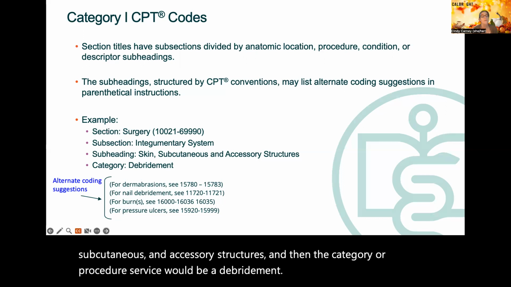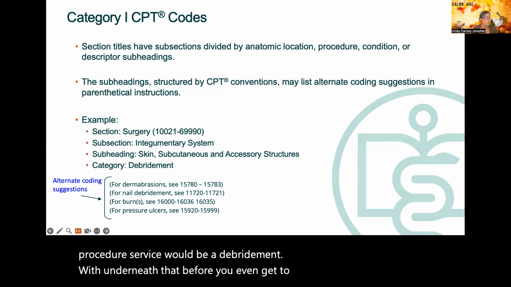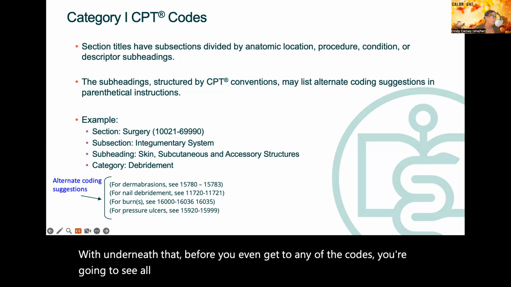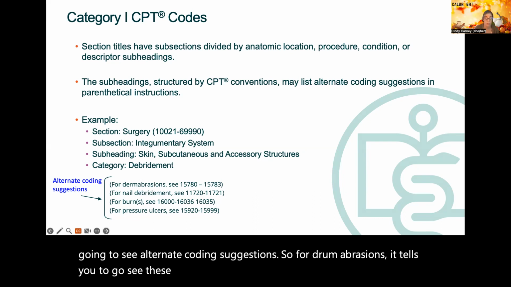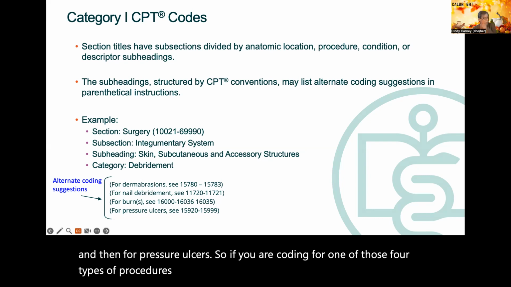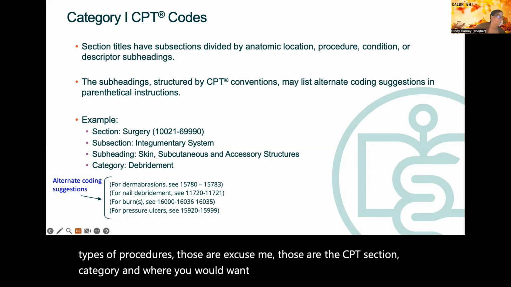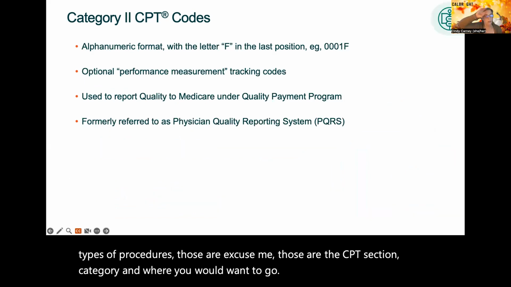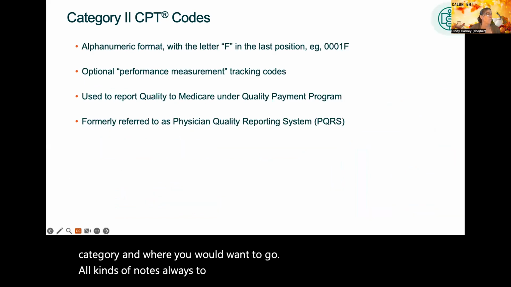Underneath that, before you even get to any of the codes, you're going to see alternate coding suggestions. So for dermabrasions, it tells you to go see these particular CPT codes. For nail debridement, for burns, and then for pressure ulcers. So if you are coding for one of those 4 types of procedures, those are the CPT section and category where you would want to go. All kinds of notes always to help you.